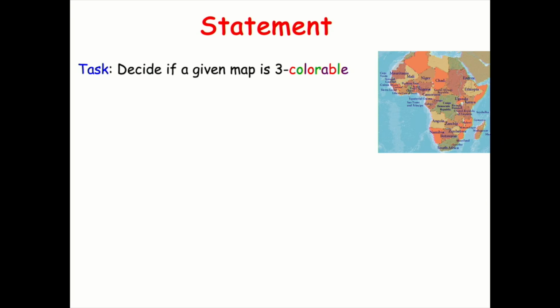The statement of the problem is really simple. Think of the following task. I give you a planar map, like in a geography book, and ask you whether the countries can be colored by three colors, let's say red, green, and blue, in such a way that if two countries are adjacent, they should get different colors. So that's very basic. The question is, what is the best algorithm for this task?